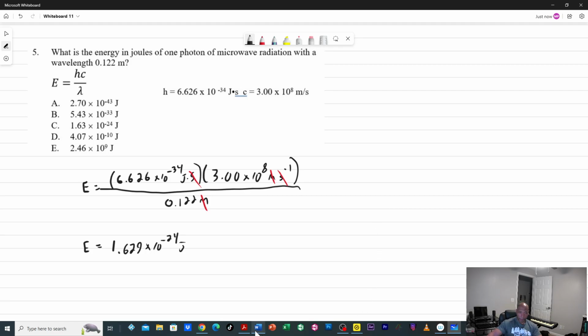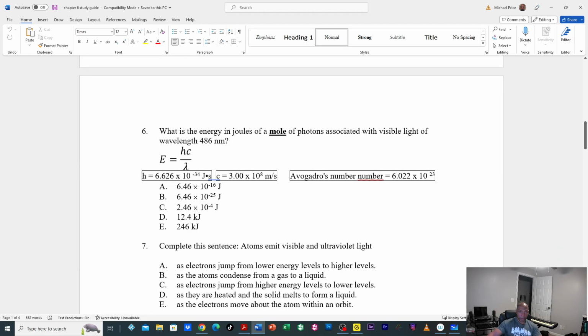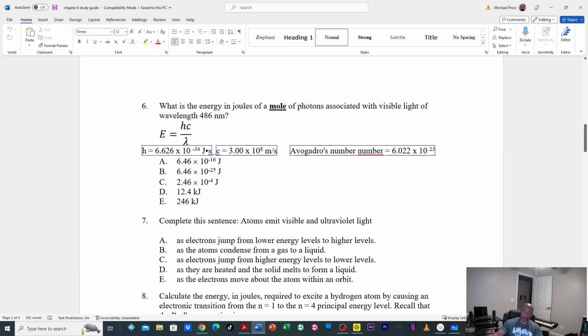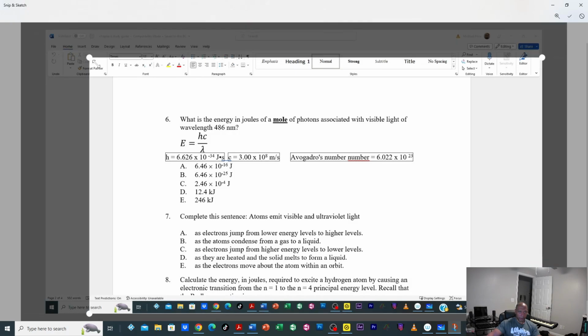Okay. So let's see. Now, 6 is similar, but they ask you to find the energy associated with a mole of photons. Okay, a mole of photons. They give us a lot to work with here. Not only do they give us Planck's constant and the speed of light, but they also give us Avogadro's number. So let's go ahead and take a gander at this problem after I snip it.